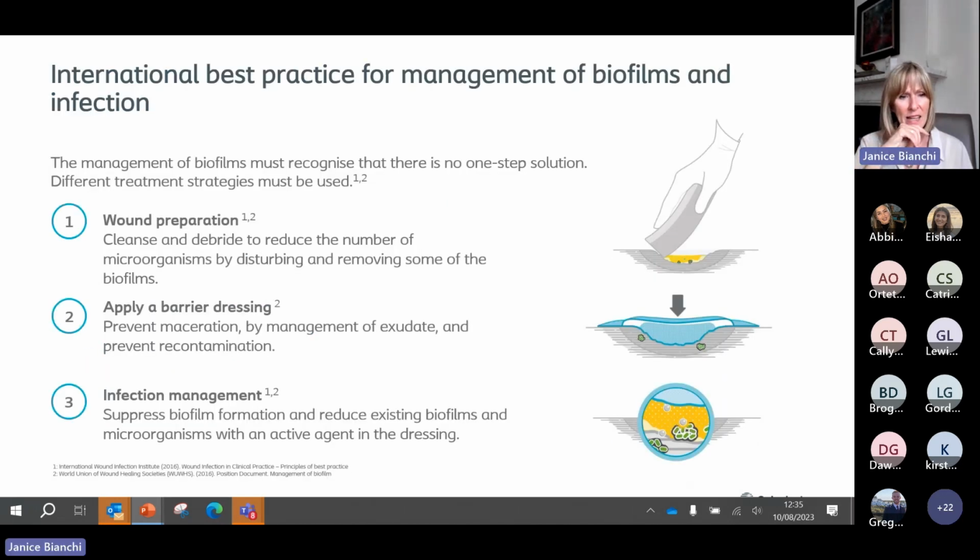And this is an international best practice statement on biofilms, which again reiterates this, that wound preparation, cleansing and debriding to reduce the number of microorganisms and by disturbing or removing some of the biofilm is the recommendation from the international best practice guidance. Use a barrier dressing after that, and if needed, use an active ingredient in the dressing, so an antimicrobial dressing if there's infection there.